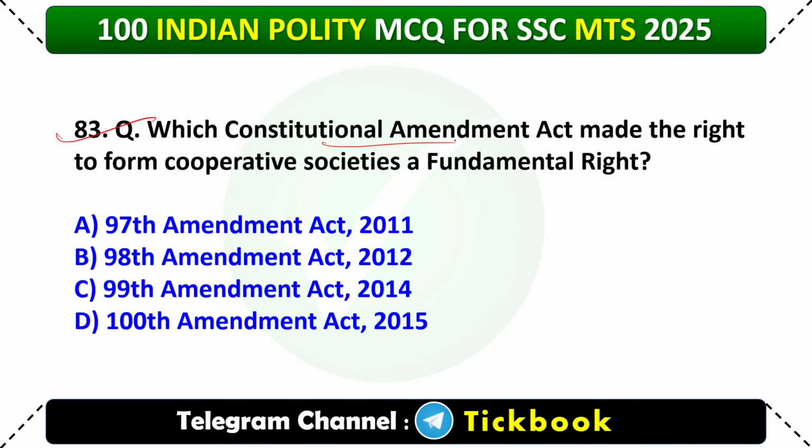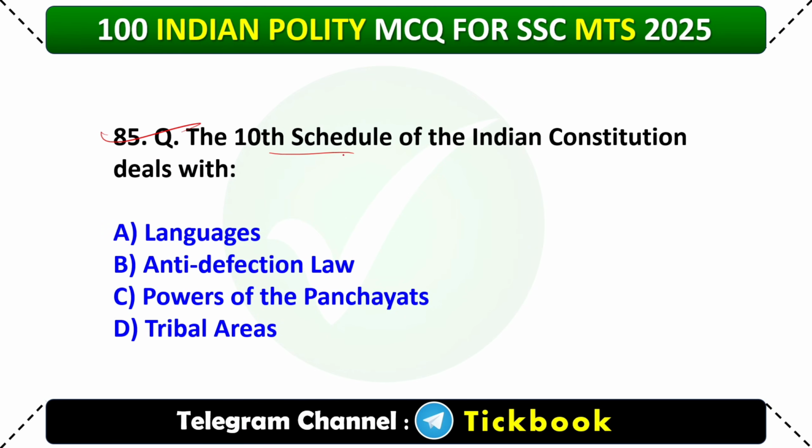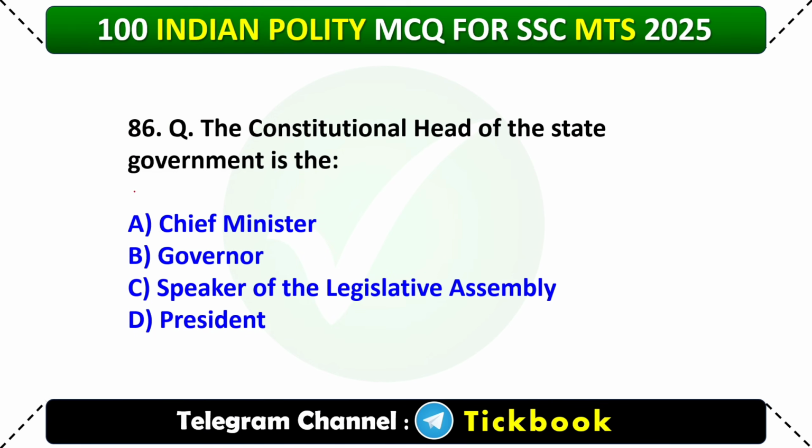83. Which Constitutional Amendment Act made the right to form cooperative societies a fundamental right? Option number A, 97th Amendment Act, 2011. 84. The salary and allowances of the judges of the Supreme Court are charged upon the. Option number A, Consolidated Fund of India. 85. The 10th Schedule of the Indian Constitution deals with. Option number B, anti-defection law.